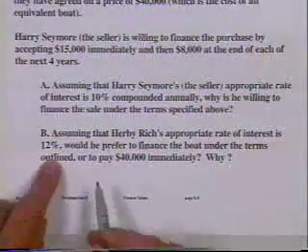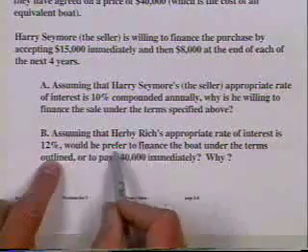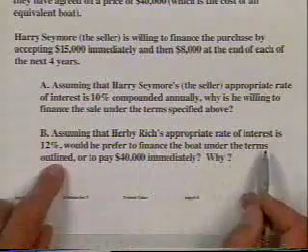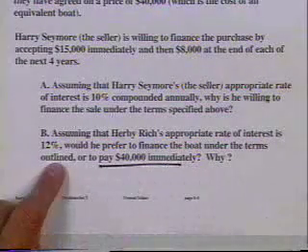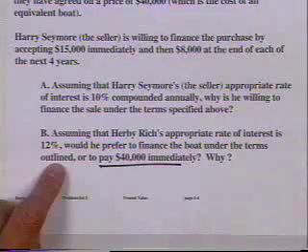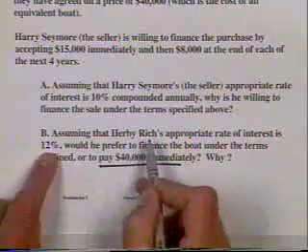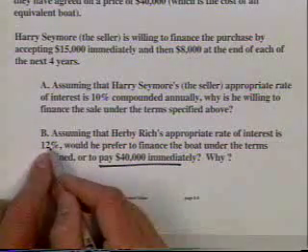Now, would Herbie Rich prefer to finance the boat under the terms outlined, or would he be willing to pay $40,000 immediately? Now remember, we already calculated that if Herbie Rich's opportunity cost were 10% per year, he'd rather pay up front, because the present value of financing would be larger than the present value of paying up front at a 10% rate of return. However, Herbie has a better opportunity for investments, hence he uses 12%. So now we do the same kind of calculation under a 12% scenario.